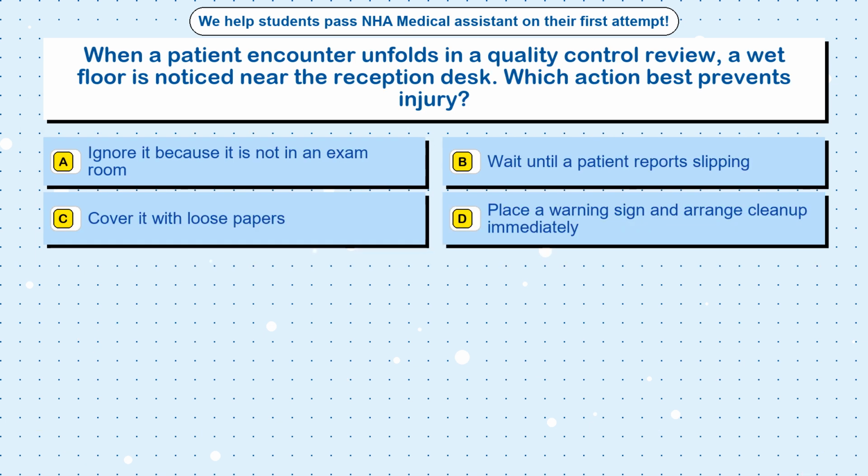Question 2. Which action is appropriate for a patient having a seizure in the clinic in this certification review scenario? Option A. Place an object in the mouth. Option B. Hold the patient down firmly. Option C. Protect the patient from injury and do not restrain movements. Option D. Give oral medication during active seizure.